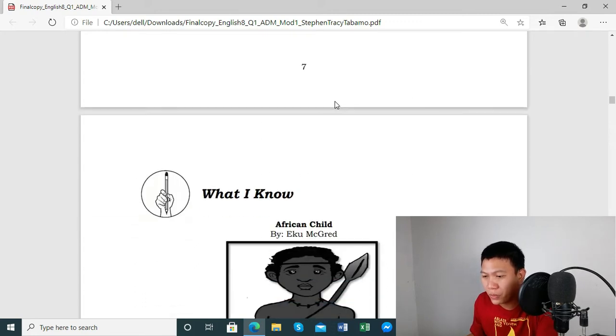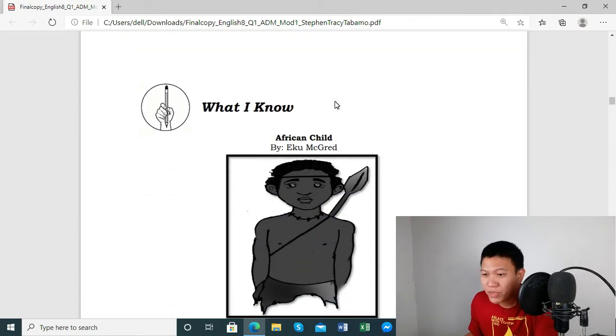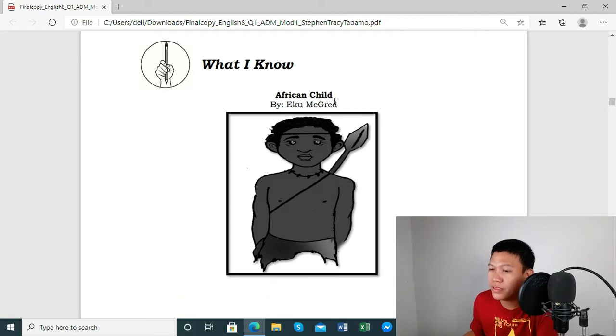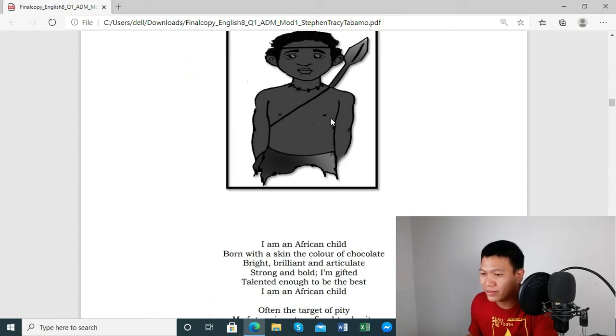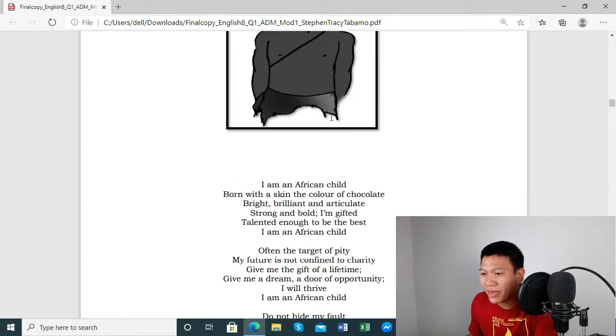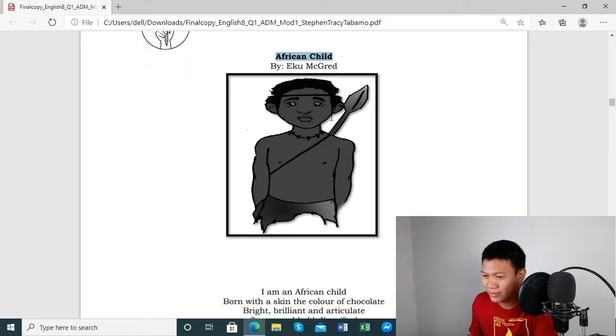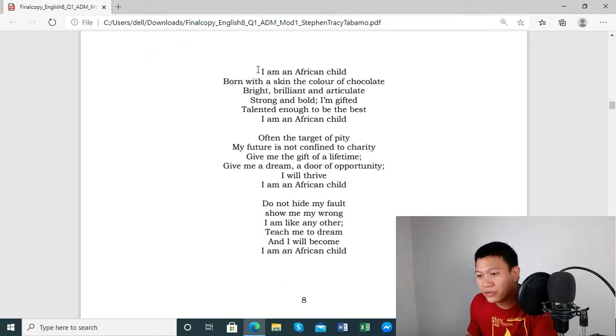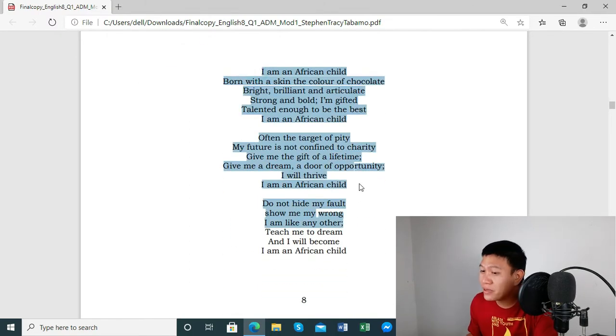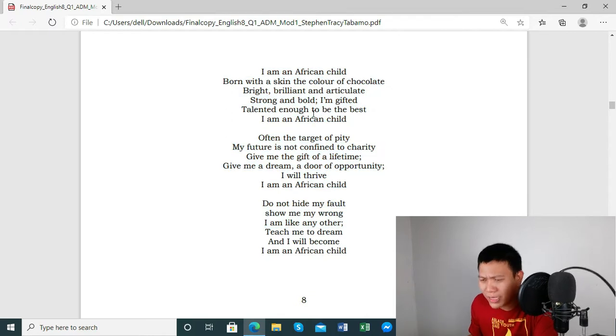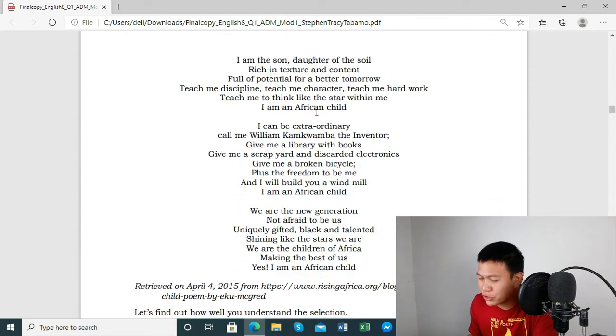Alright, let's move forward. Speaking of which, in What I Know, the first poem you are to read is entitled African Child by Eku McGregor. So this is how an African child looks like. All you have to do is read this. You can read it once, you can read it twice, you can read it as many times as you want. As long as you don't understand it, don't stop reading it.